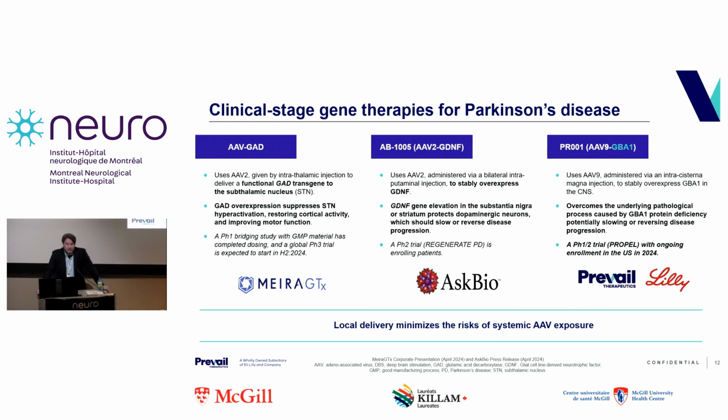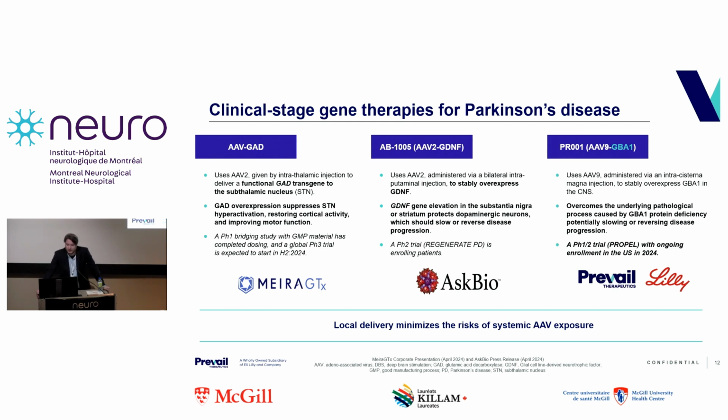I want to highlight 3 clinical stage Parkinson's disease gene therapies. The first one is MeiraGTx, the second one AskBio, and then the P01 by Prevail. The MeiraGTx and AskBio programs are both using AAV2 capsids. For the AAV-GAD, this is the GAD overexpression that is injected into the subthalamic nucleus, the STN. GAD overexpression suppresses STN hyperactivation, might restore cortical activity, and hopefully improve motor function.